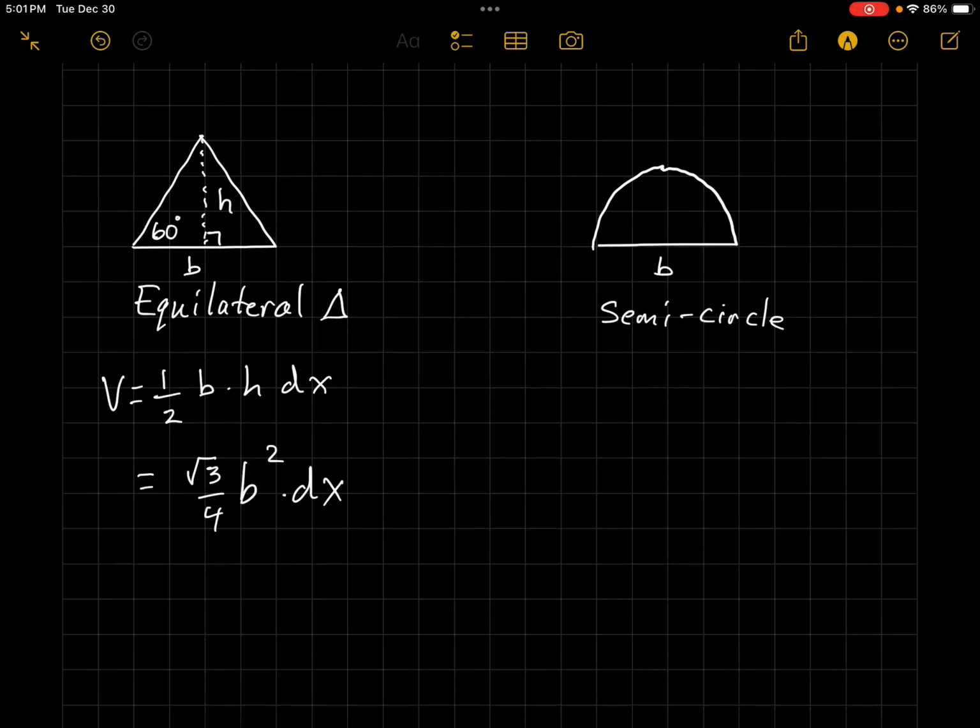But for an equilateral triangle, the height is √3/2 times the base. So the volume is √3/4 b squared times dx.